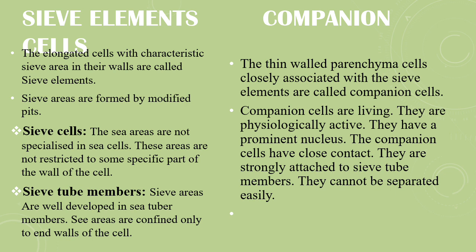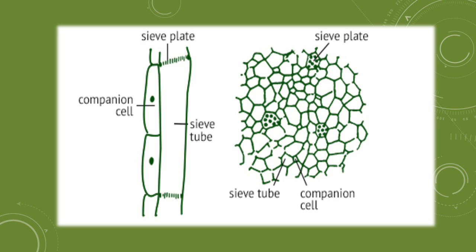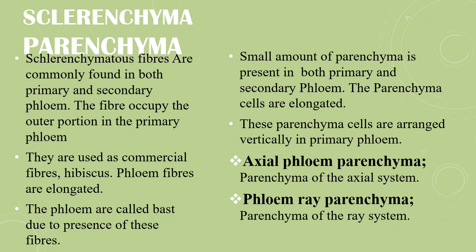They have a prominent nucleus. The companion cells have close contact. They are strongly attached to the sieve tube members. They cannot be separated easily. You can observe here in the diagram the structure of sieve plates, companion cells, sieve tubes, sclerenchyma and parenchyma.